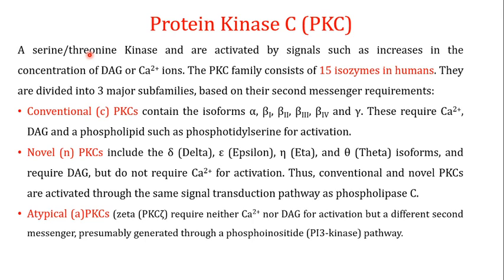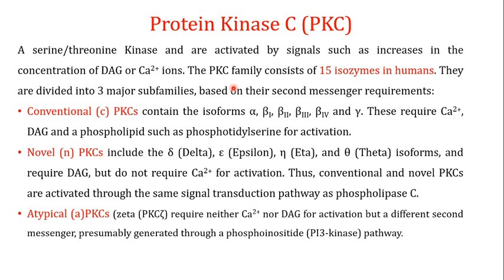So the protein kinase C are activated by signals such as an increase in the concentration of the diacyl glycerol or calcium. We just saw that because of the binding of the ligand, the phospholipase C is going to make the DAG and the IP3, and the IP3 was then going to increase the concentration of the calcium ion in the cytoplasm of the cell.